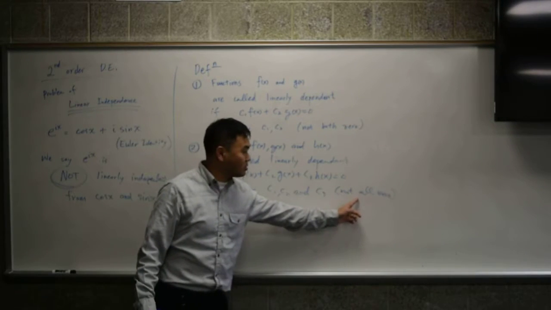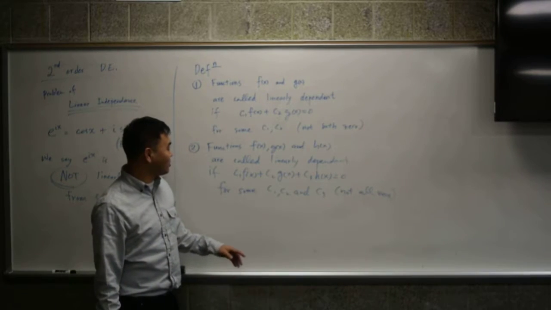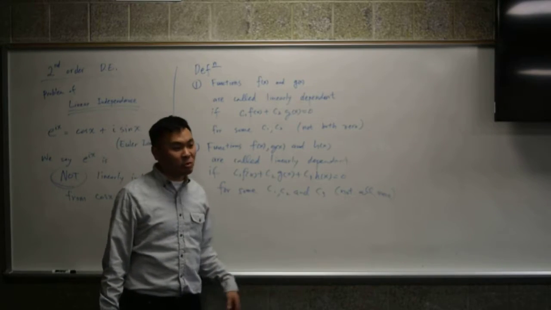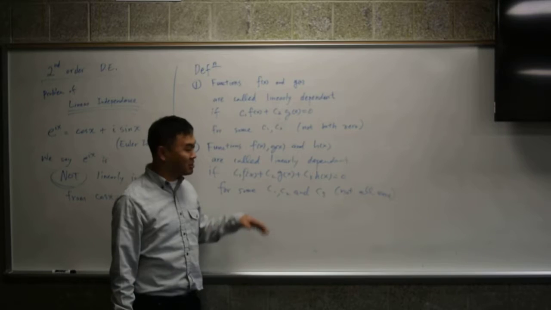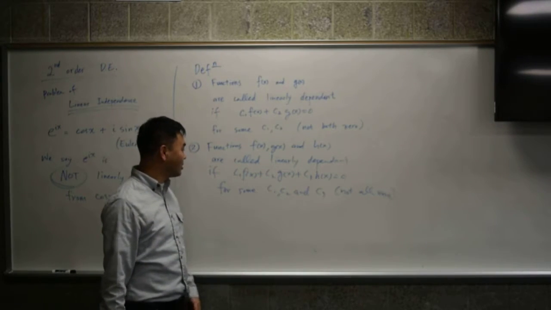This condition should be there because if you don't put that, then you can always put 0, 0, 0. That makes all three functions, in any case, always linearly dependent, but that's not what we want. We should have at least one of them non-zero.